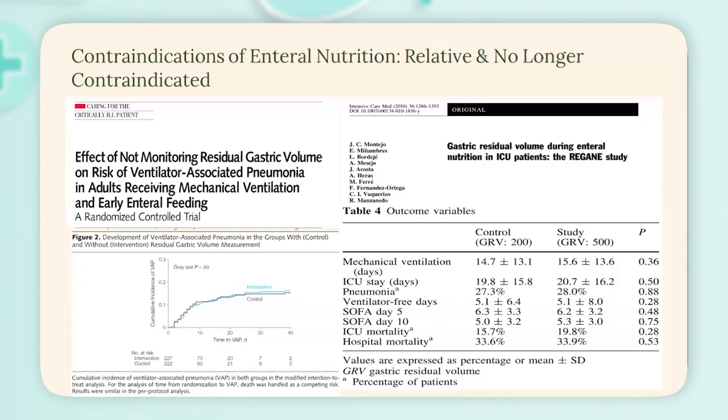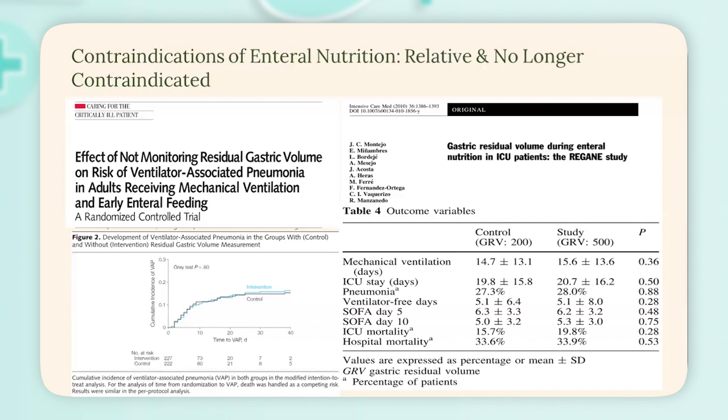Some studies have shown that checking the gastric residual volume doesn't increase the risk of ventilator associated pneumonia. So maybe twice daily. We don't know actually how frequently we need to check. But of course, in a practical sense, when it is not more than 50% of the volume being given, we usually continue to feed.